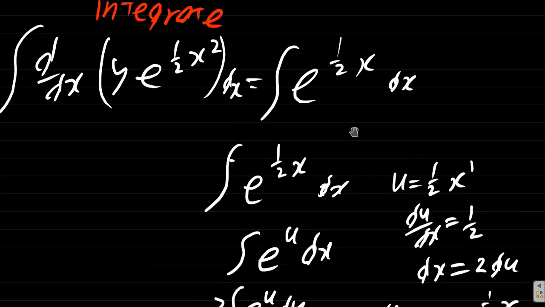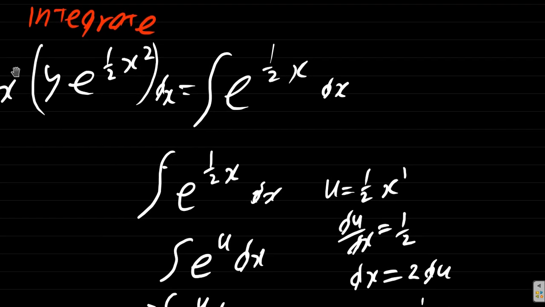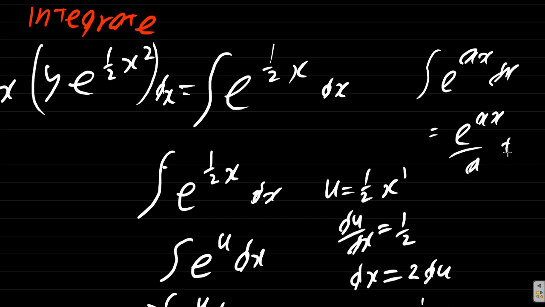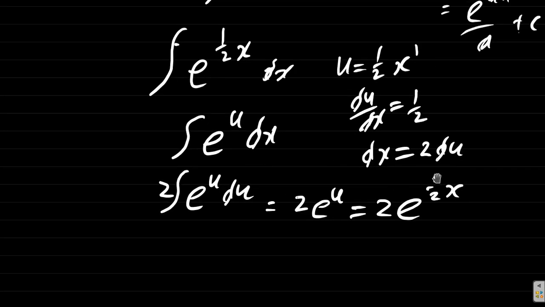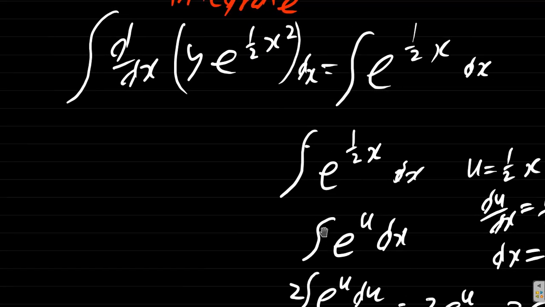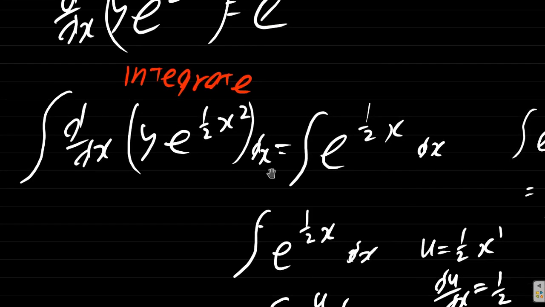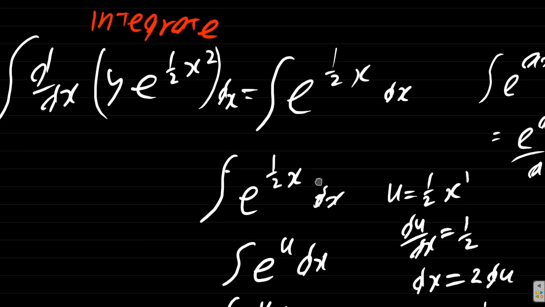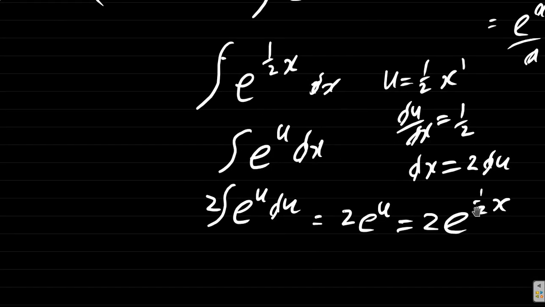Now, if you remember your integration by substitution, when you integrate e to the ax dx, it's going to be e to the ax over a plus c. This is like e to the half x over half, but over half means times 2. So it's 2 e to the half x.